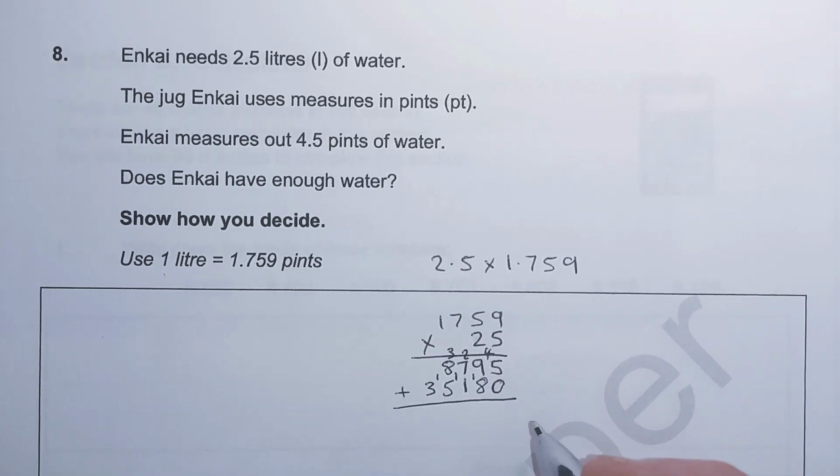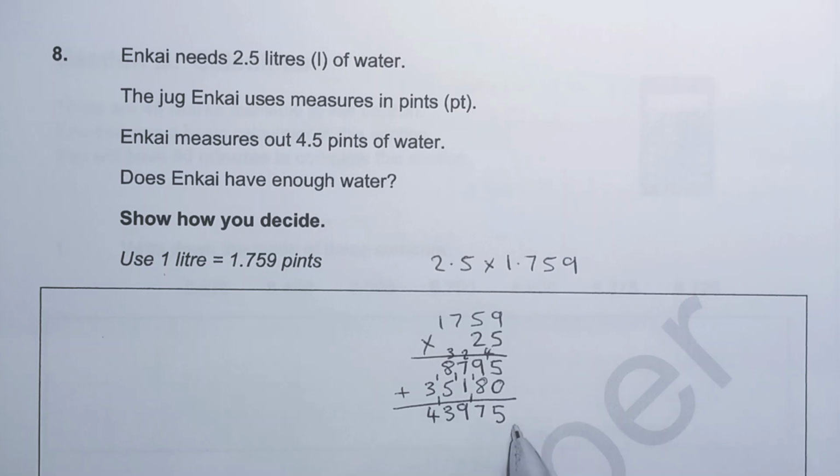Okay, so we need to add these together. 5 plus 0 is 5. 9 plus 8 is 17. 7 plus 1 is 8, plus 1 is 9. 8 plus 5 is 13. 3 plus 1 is 4.